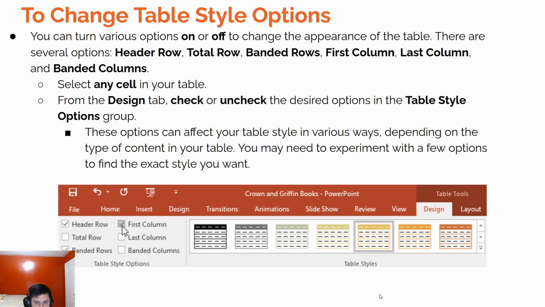Now we're talking about changing table style options. We have various options, on or off, to change the appearance of the table. There are several options like header row, total row, banded rows, first column, last column, and banded cells, right? We can select any cell in our table, and from the Design tab, we can check or uncheck the desired options in the table style options group, and then we can affect our table in various ways.